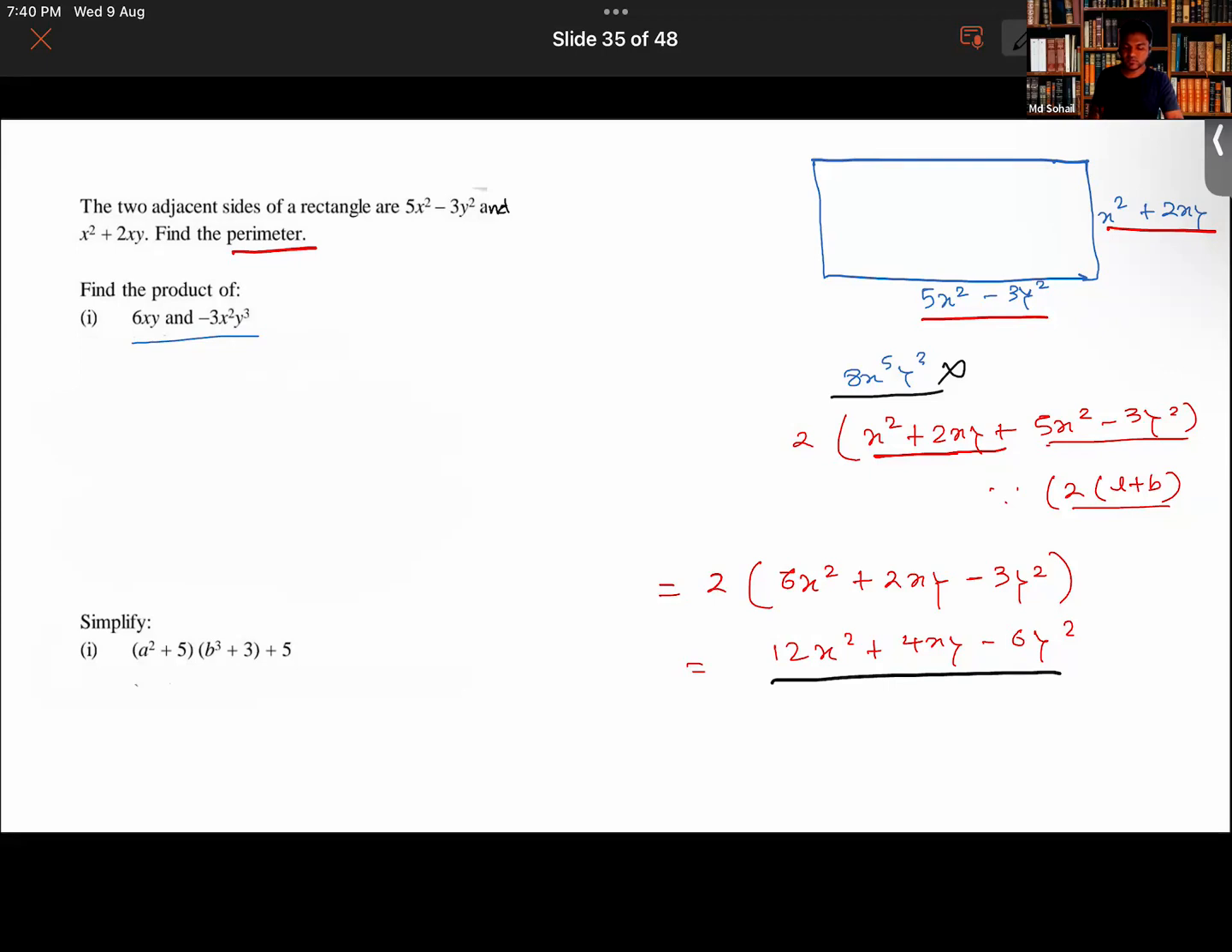Arhan, in the first question, basically lengths and breadths are given here in the form of algebraic expressions, and we are required to find the perimeter. So this is your breadth here. This is your length of the rectangle, and we know the formula is twice of length plus breadth multiplied. That gives you the perimeter. So you simply put it in the formula. This is your breadth, this is your length, and then you multiply it with 2. So this is the required algebraic expression. Getting it? Yes, sir. Okay, good.